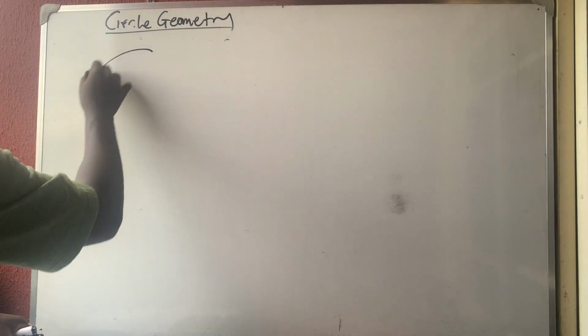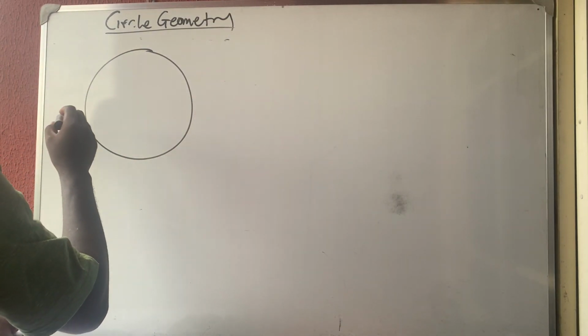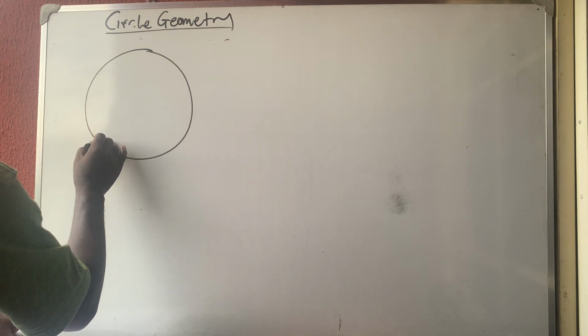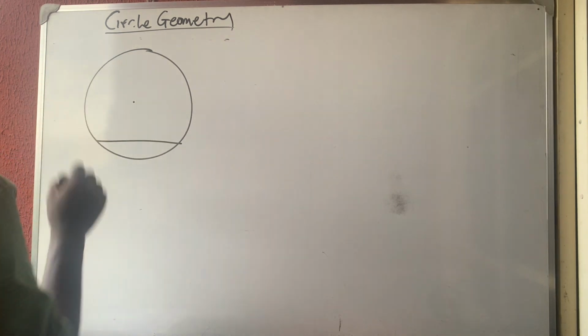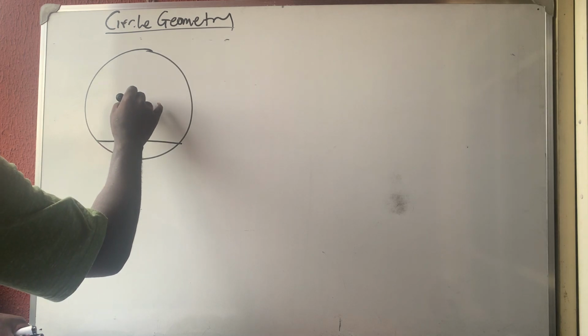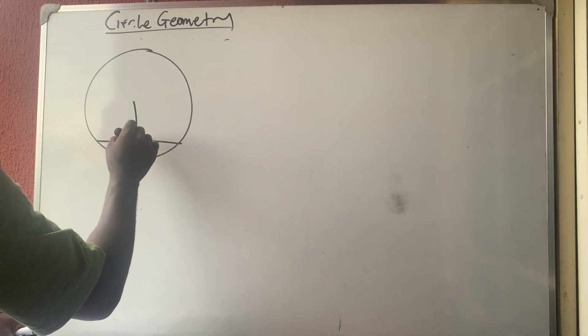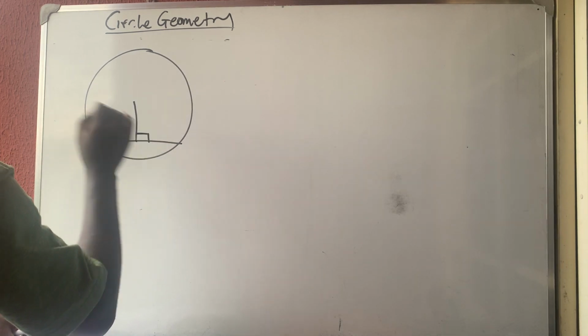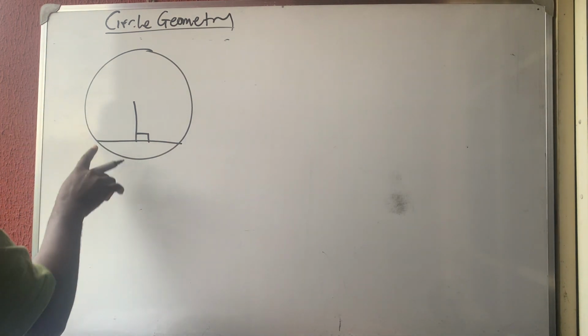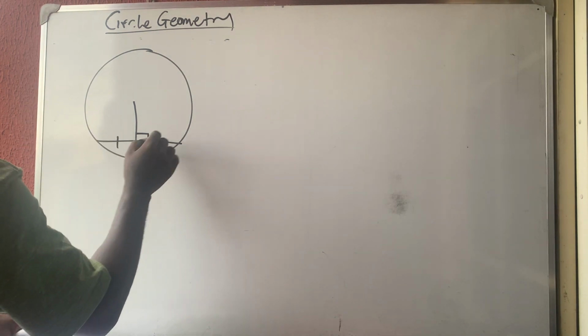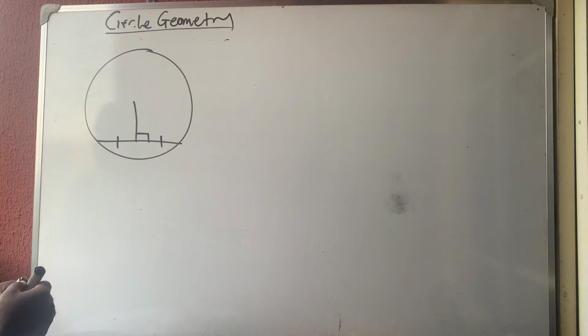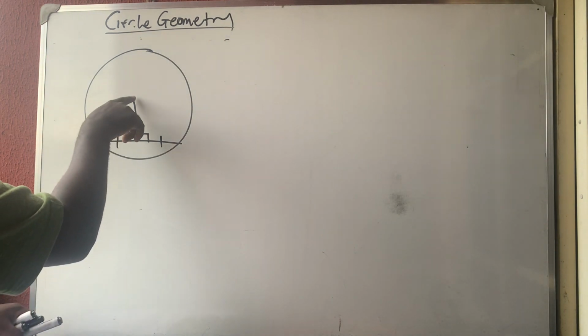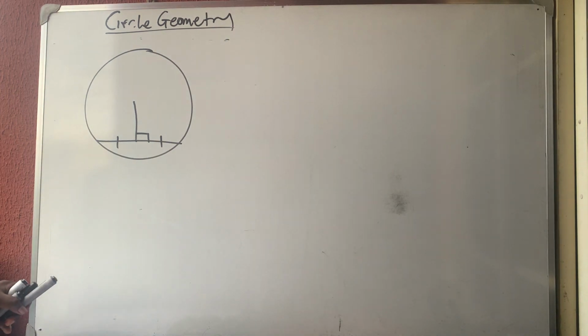If I have a chord like this, and if this is the center, any line that is drawn from the center of the circle to this chord meets this chord at angle 90 degrees, and it divides the chord into two equal parts. A line that is drawn from the center to the chord divides it into what? Two equal parts, or bisects it. Bisect means dividing something into two equal parts.